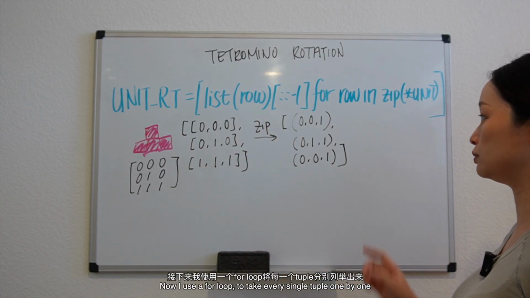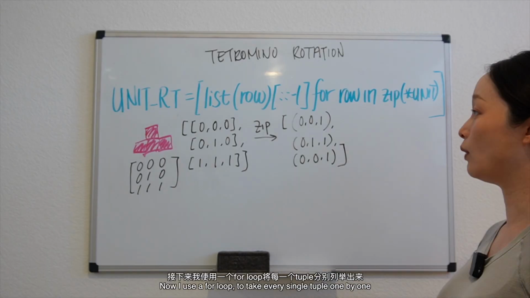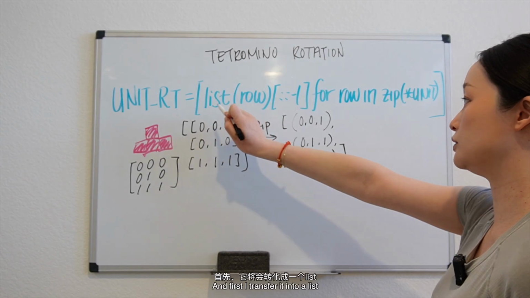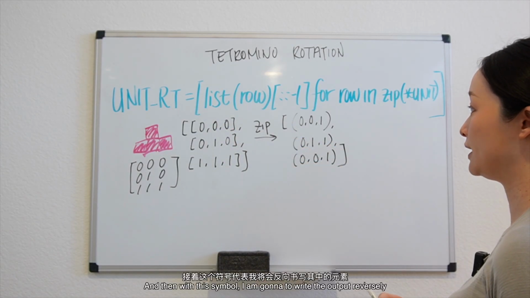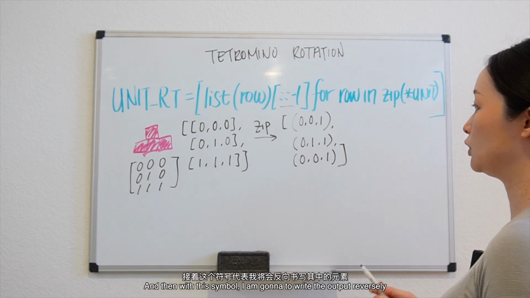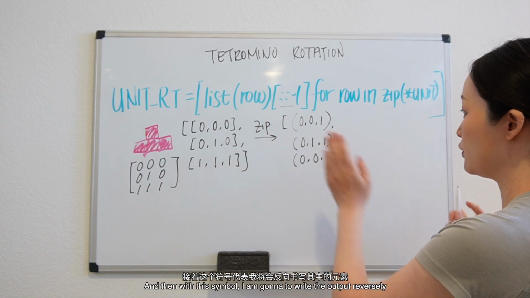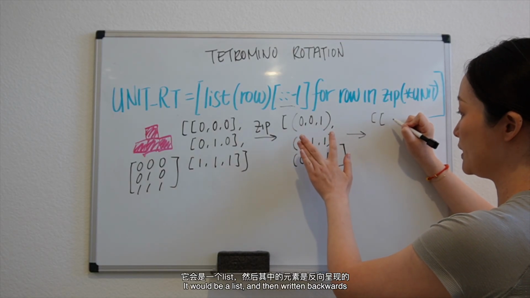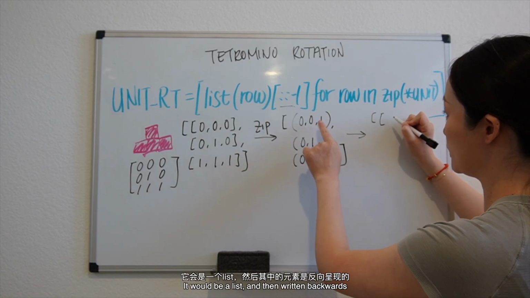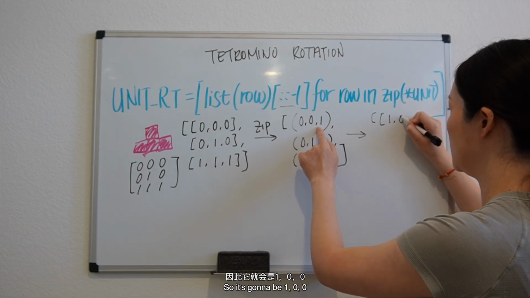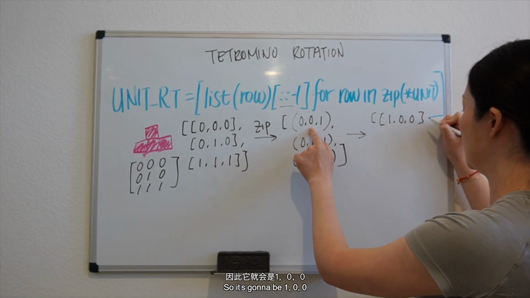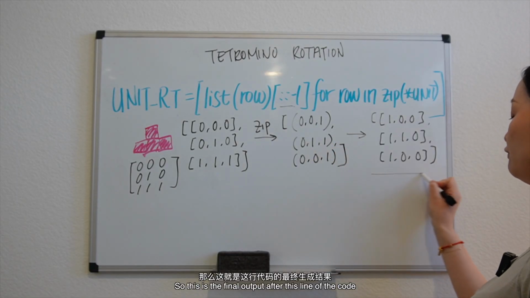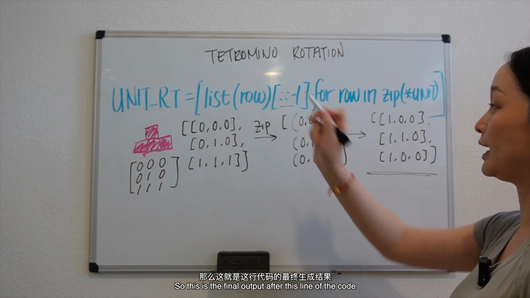Now I use a for loop to take every single tuple 1 by 1. If I take the first tuple, which is 0, 0, 1, first I transfer it into a list. And then with this symbol, I return the output in reverse. Now the first tuple will look like this. It will be a list written backwards, so it's going to be 1, 0, 0. And similar applications to the second and third tuple. So this is the final output after this line of code.